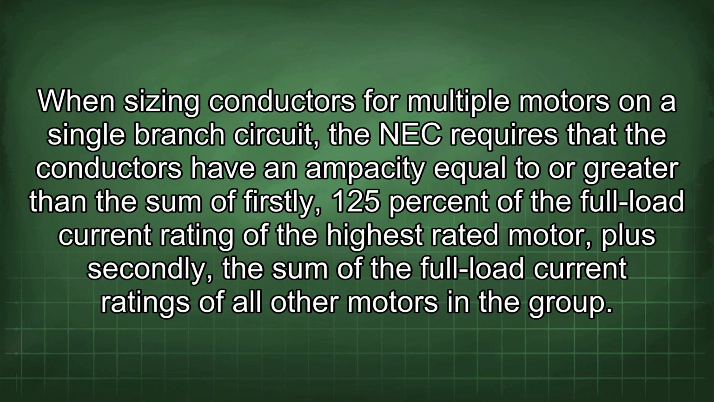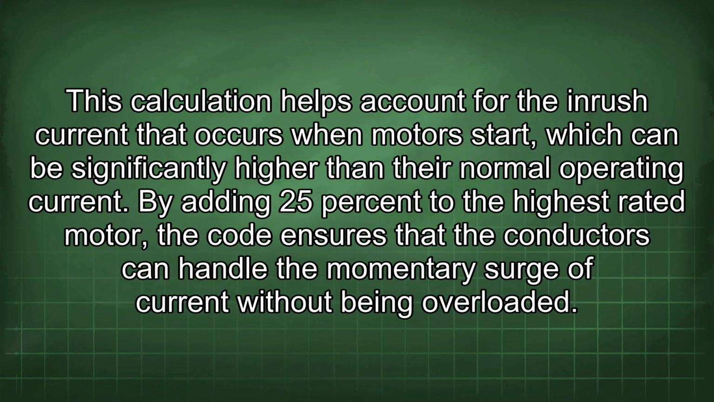When sizing conductors for multiple motors on a single branch circuit, the NEC requires that the conductors have an ampacity equal to or greater than the sum of, firstly, 125% of the full load current rating of the highest rated motor, plus secondly, the sum of the full load current ratings of all other motors in the group. This calculation helps account for the inrush current that occurs when motors start, which can be significantly higher than their normal operating current. By adding 25% to the highest rated motor, the code ensures that the conductors can handle the momentary surge of current without being overloaded.